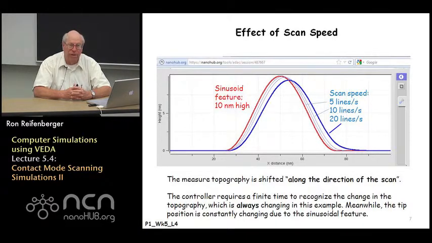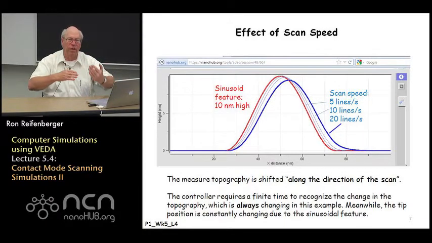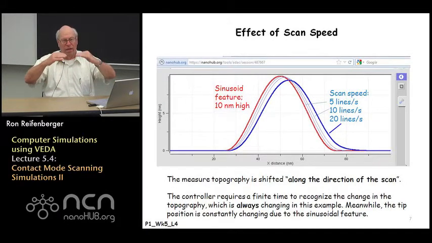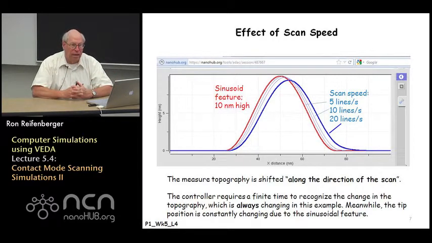You can adjust the scan speed. You can allow the tip to raster over this sinusoidal feature with different lines per second, and the effect on the motion of the sample in order to keep the feedback loop at a constant force of 2 nanonewtons is shown here. So you always have to remember that in AFM, the topography is really the motion of the sample with respect to the tip, and the accuracy of that in terms of the real topography of the system is dependent on the parameters of the system that you're using.